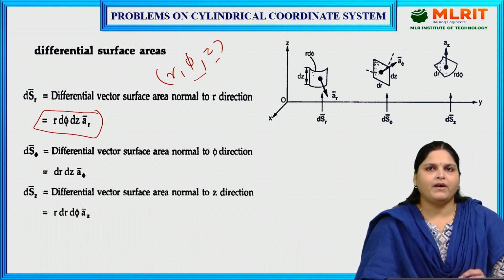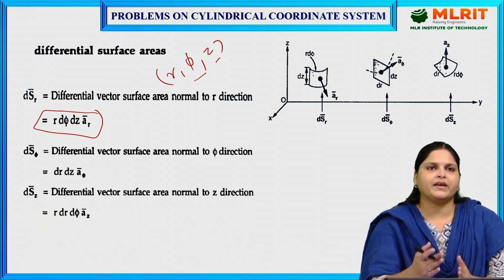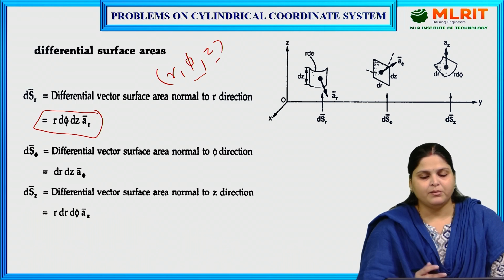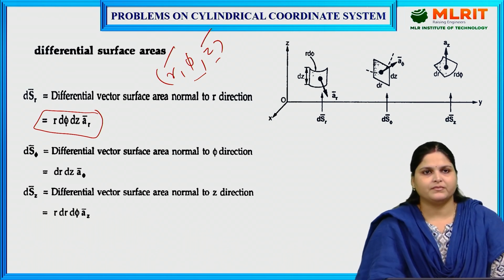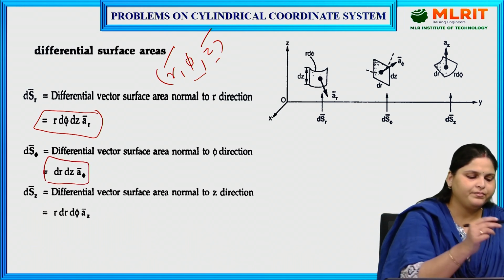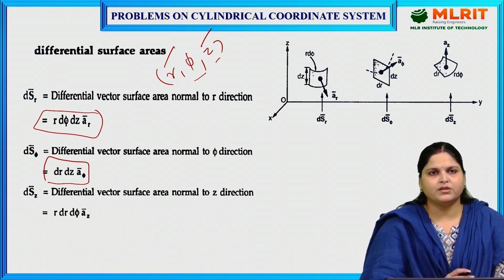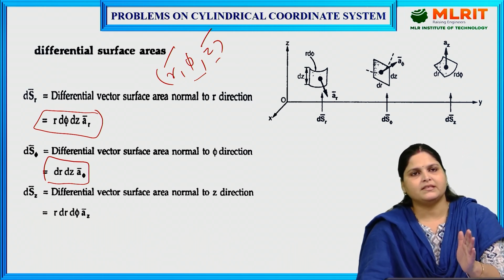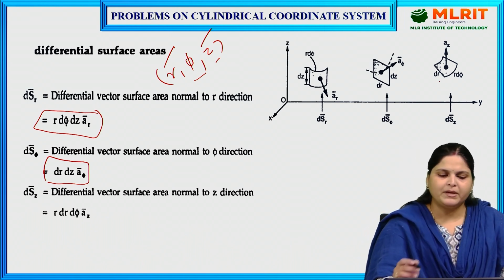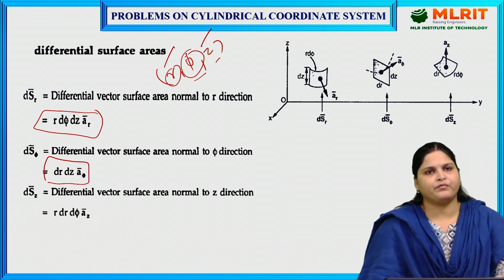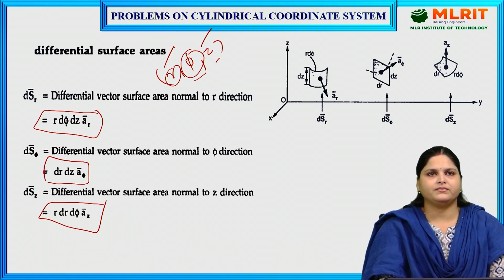Next one is phi constant surface. Phi constant surface means the surface which is fixed on some particular phi angle but remaining two parameters, means r and z can vary. So its formula is dr dz a phi. Next one is z constant surface. Z constant surface means the surface will be fixed at a value on z axis, right? And remaining two parameters, means r and phi can vary. So the formula is r dr d phi a z, right?